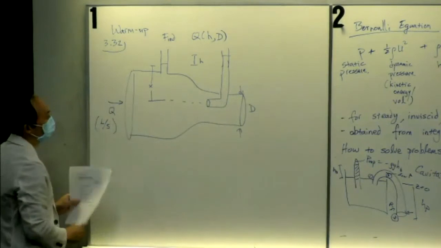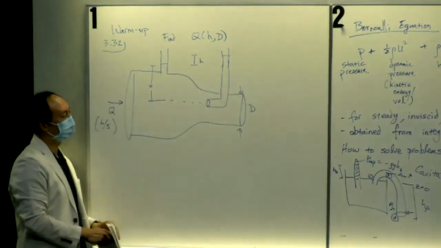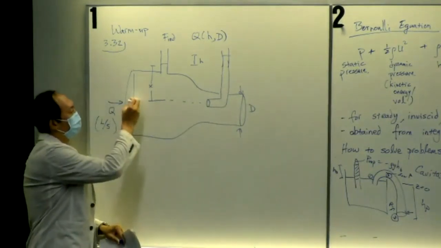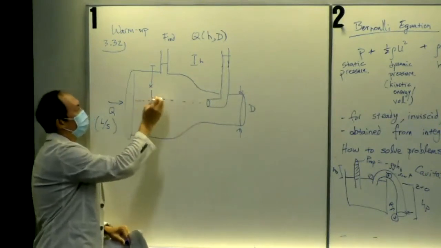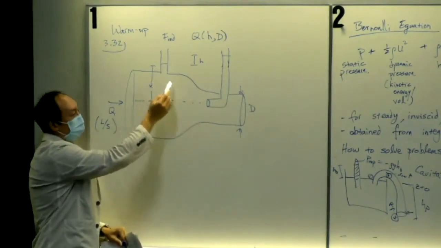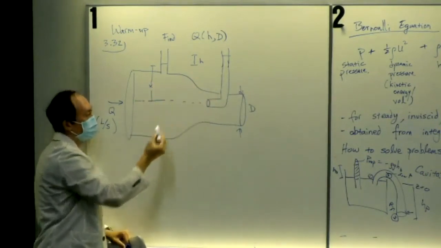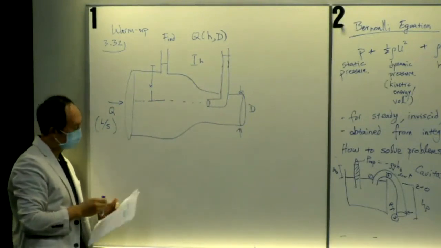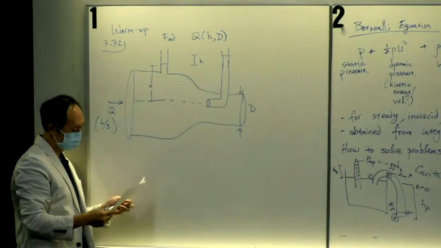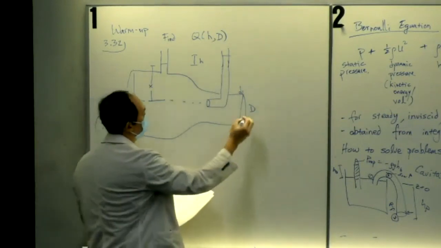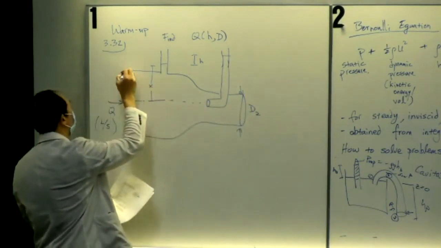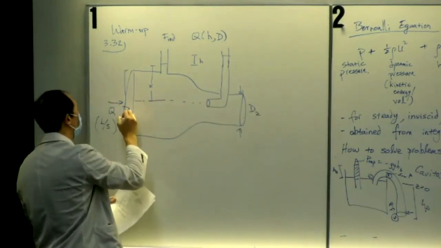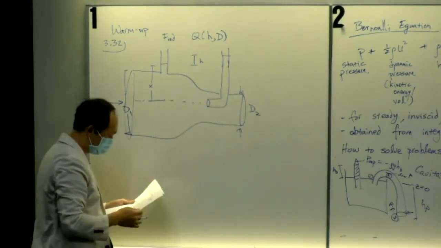Because remember, Bernoulli's equation works along a streamline. So you have to consider the middle line that passes through here, influencing this pressure here, and then is measured to the right. I forgot to do one more. We'll call this D1.